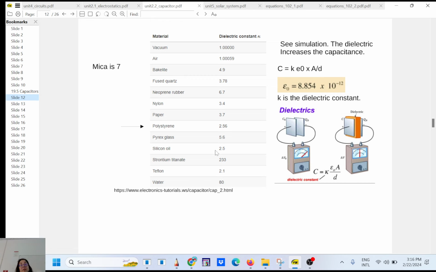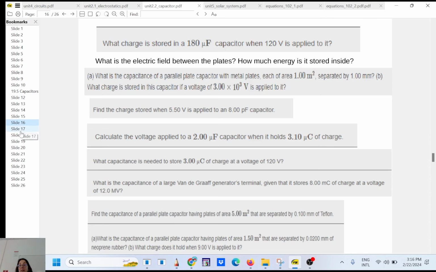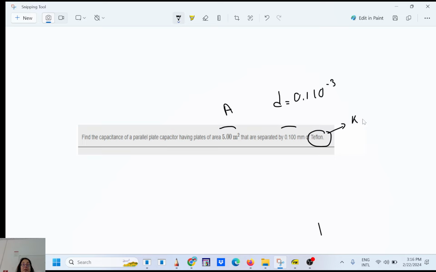Dielectric constant, okay, it's going to enhance the capacitance. So kappa, it's not a K, it's actually a kappa. It's like a Greek letter. I don't know how to write it. So kappa.